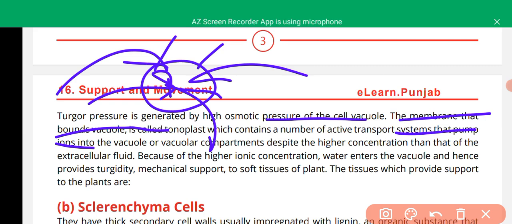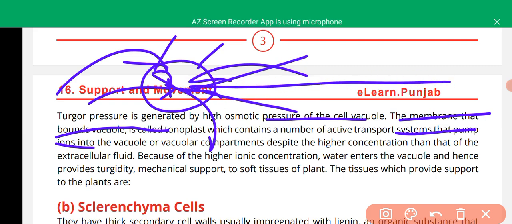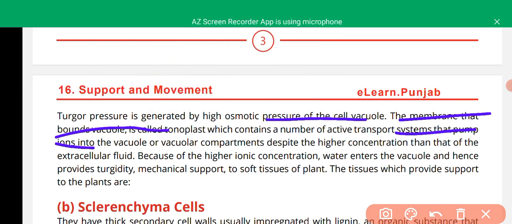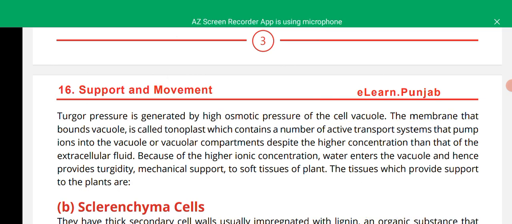Then water automatically moves into the vacuoles by osmosis and makes them rigid and hard, and this rigidity is very helpful in supporting the plant materials. So this is the basic mechanism behind how turgidity is provided by vacuoles and how the plant's upright stature is maintained by vacuoles.